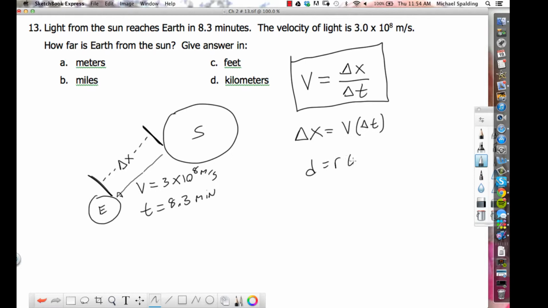Distance equals rate times time. So that's another way. I didn't teach it to you that way. So let's just look at it the way I gave it to you.